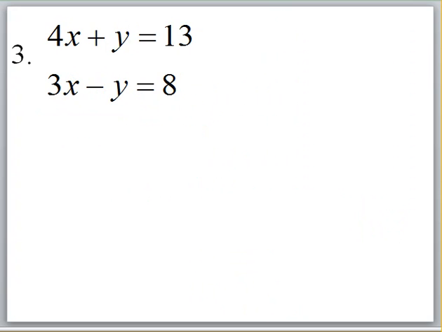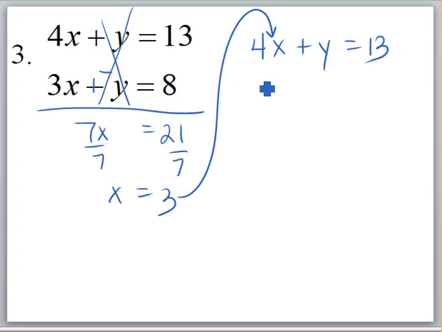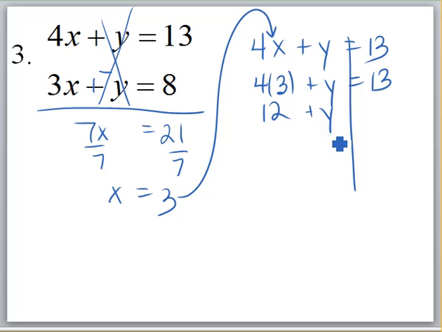We can fit one more in. On this one, we're going to, again, notice that I have a y and a negative y, so those fall out. We get 7x equals, when you add those together, you get 21. Divide by 7 on both sides, and we get x is 3. So I'm going to plug this back into my original first equation again. Plug that in for the x, so I have 4 times 3 plus y equals 13. Solve this equation. This is 12 plus y equals 13. Minus 12 minus 12, y is 1.